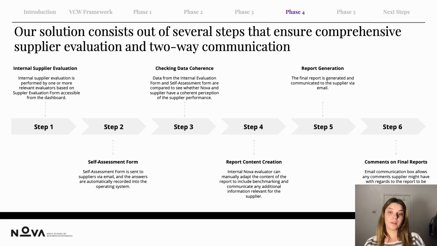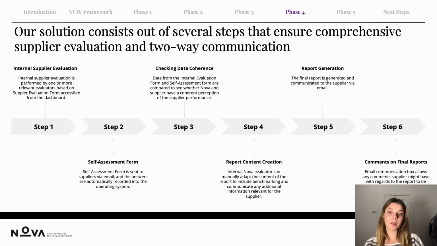After both the internal and external evaluations, so the supplier self-assessment, are completed, the data from both evaluations are compared to ensure consistency and identify any potential biases or contradictions in the evaluation process. This allows not only for coherency in the results, but also serves as a midpoint of the evaluation process and allows for continuous communication between both parties.